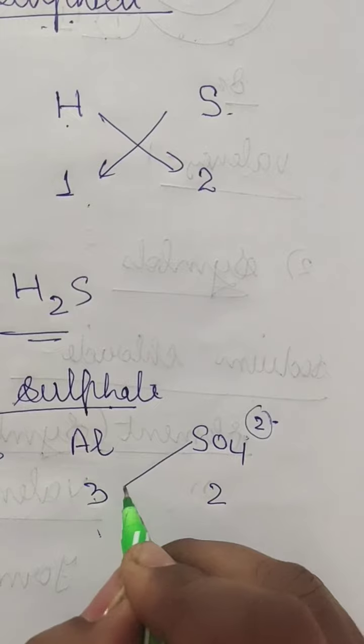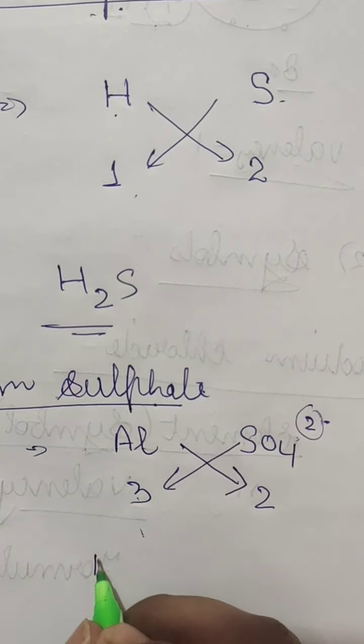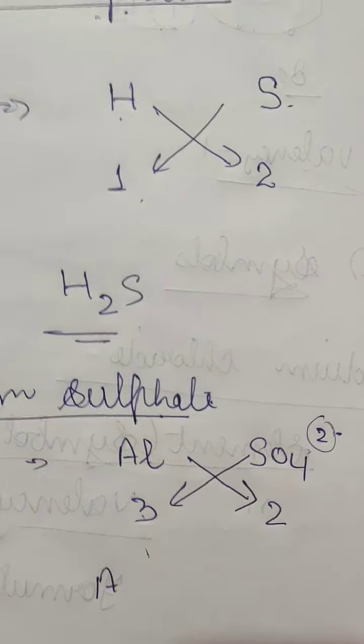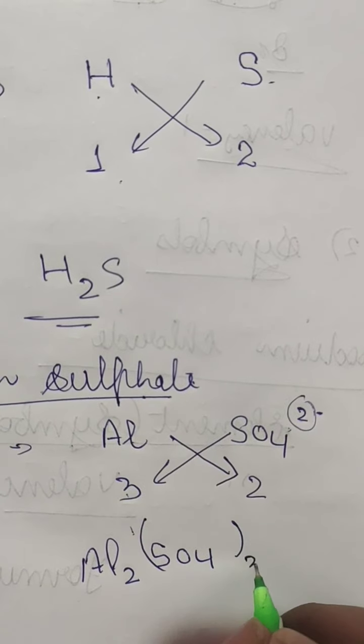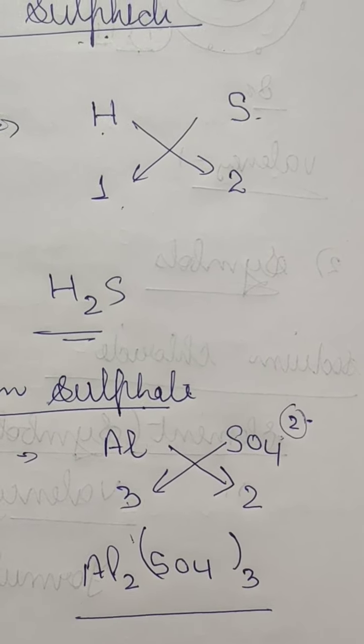So it will again be a cross. So it will be Al2(SO4) whole thrice. This is the formula of aluminium sulfate, Al2(SO4)3. So like this we have many more examples which we can practice.